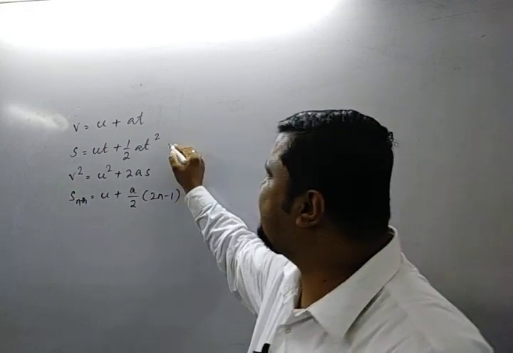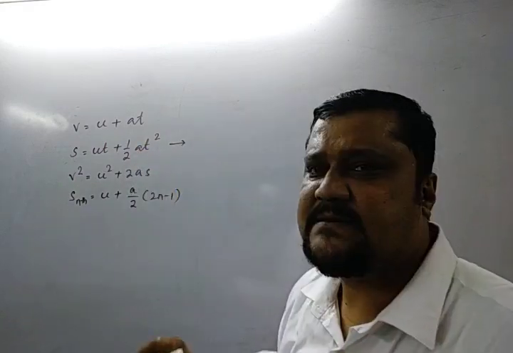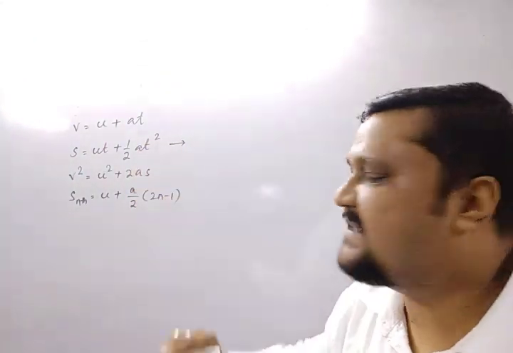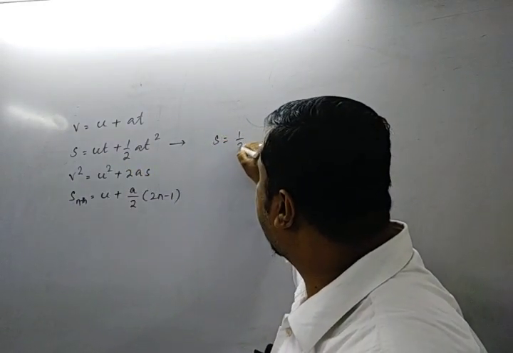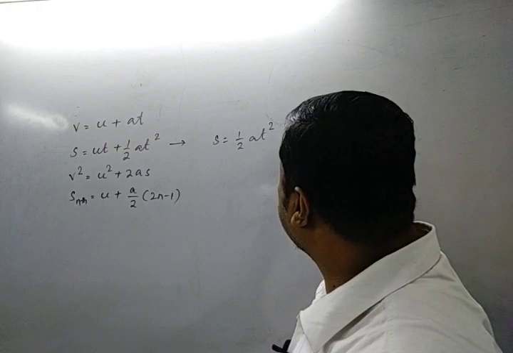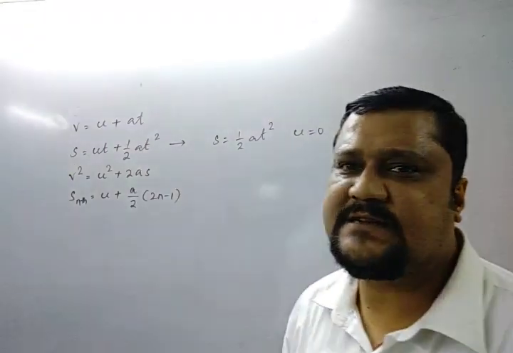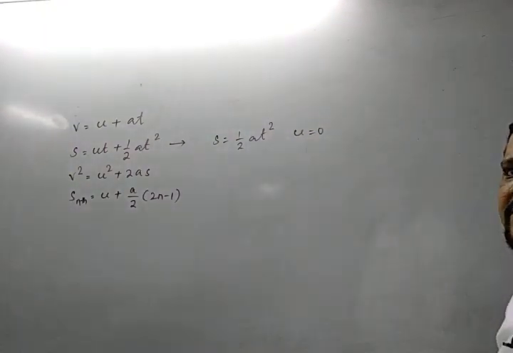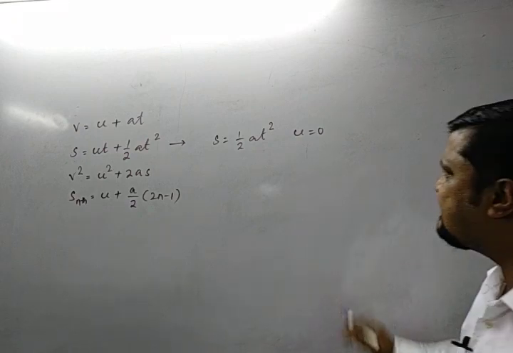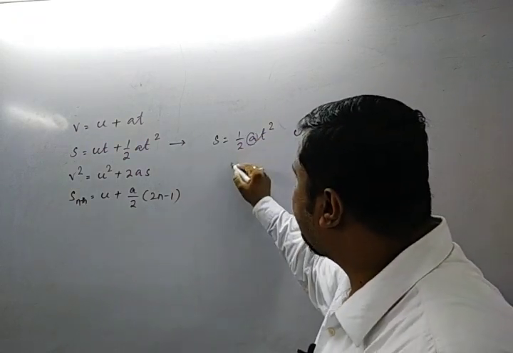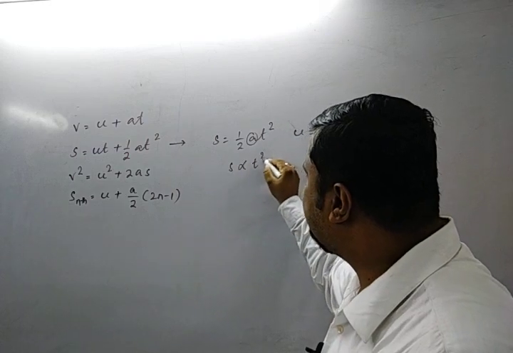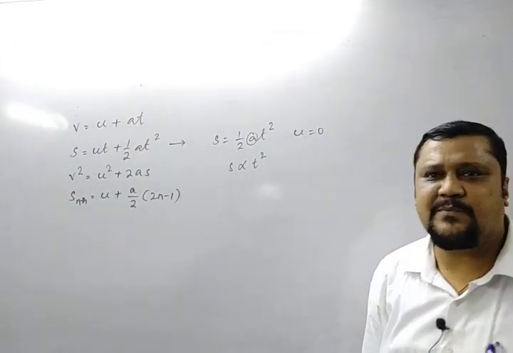Similarly, from here we can discuss one more thing. Suppose a body starts from rest, so s is equal to half at square. Why? Because u is equal to 0, as the body starts from rest. So in this case, acceleration is uniform, so s is proportional to t square.